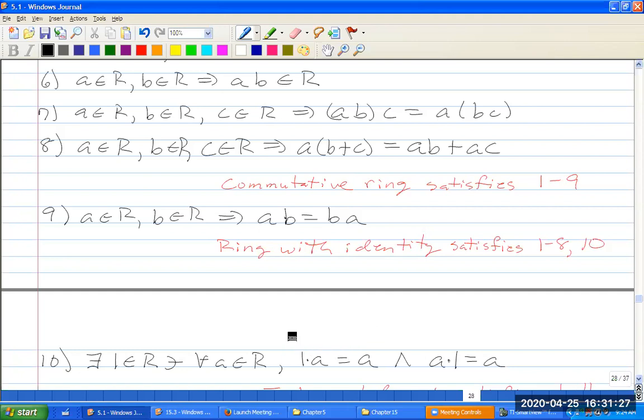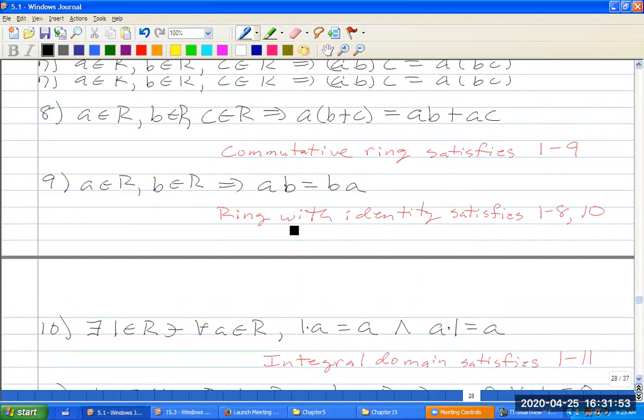So this is a left multiplicative identity. And A times the multiplicative identity is equal to A for every element A. So it's also a right multiplicative identity. We have to have both of these because we don't necessarily know that multiplication commutes.